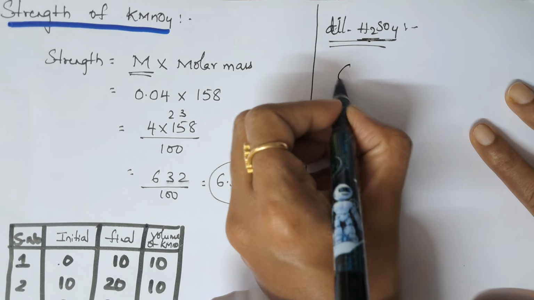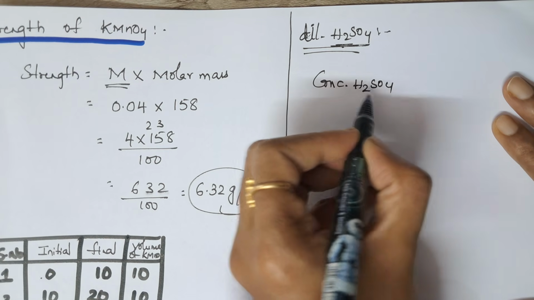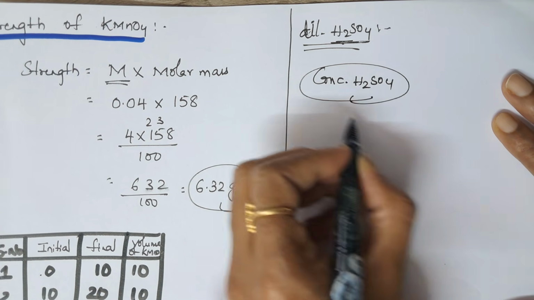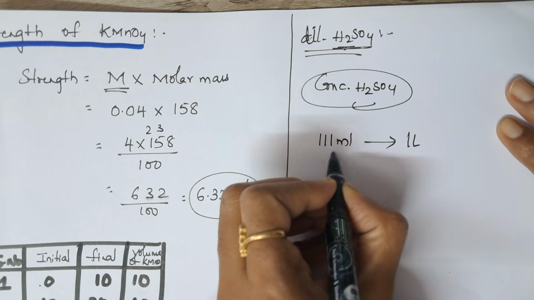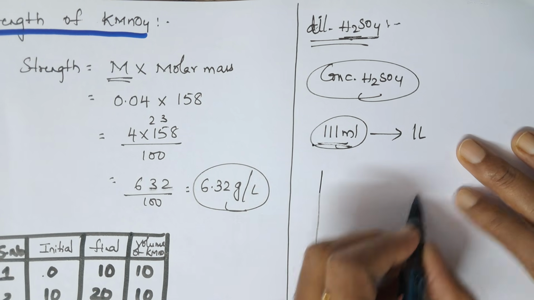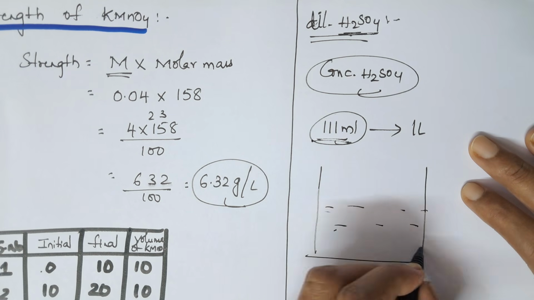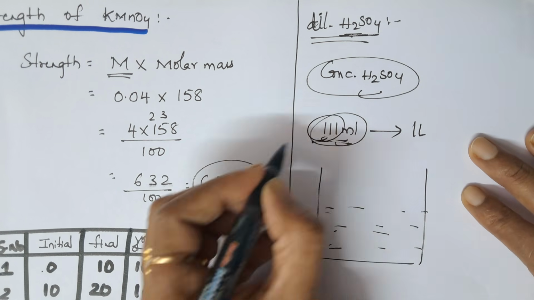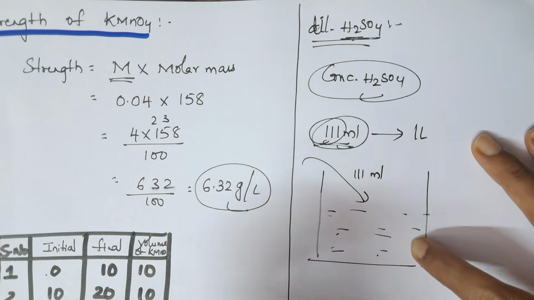Concentrated H2SO4 bottle will be there. Take that concentrated H2SO4 bottle. From that bottle, for 1 liter, take 111 ml. So, take a 1 liter big beaker, take 1 liter of distilled water, and put in 111 ml of concentrated H2SO4.